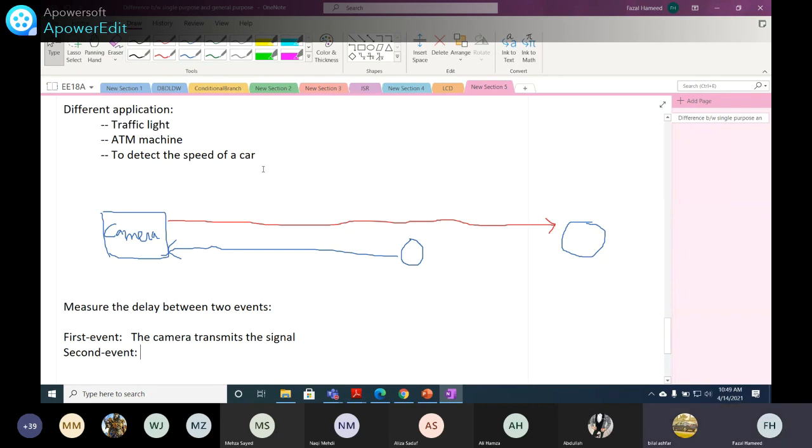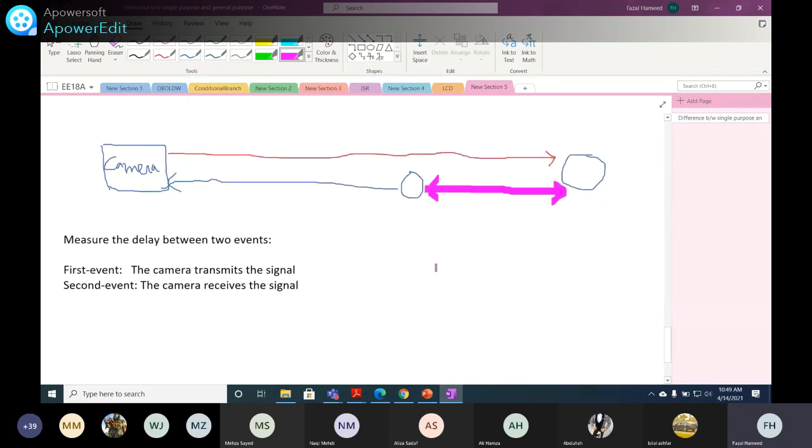The camera receives the signal. So if we transmit the signal and receive the signal, there will be some algorithm, and they say, okay, now it means the car has traveled a distance over this time period. So this is the travel distance, and using the distance and the time interval, you can determine the speed of the car. So another application is to determine the speed of a car.